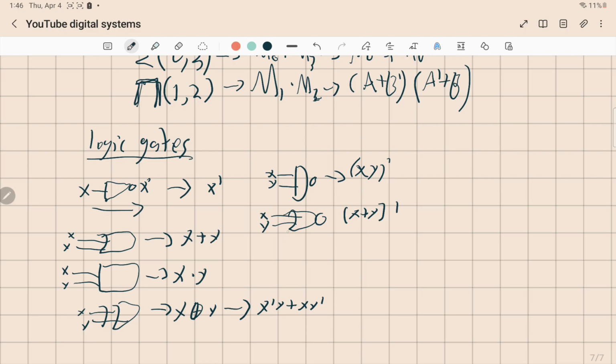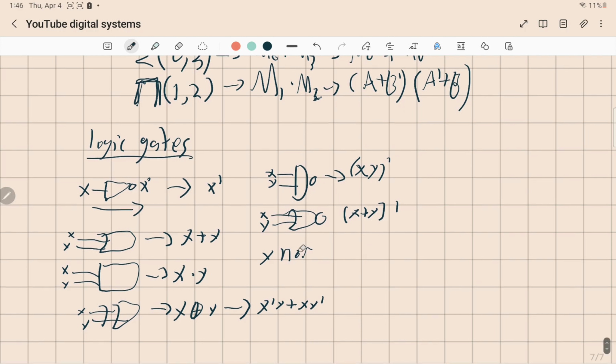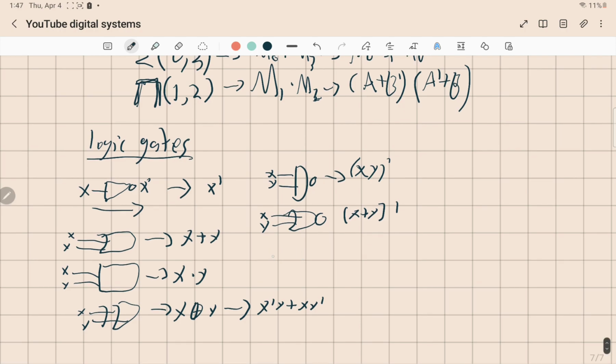Finally, we have XNOR. It's XOR and then NOT. This is also the same thing as equivalent. So let's say X naught Y naught plus X Y. This is when X and Y are the same, then it's true. Otherwise, it's not. I'll write what they are.